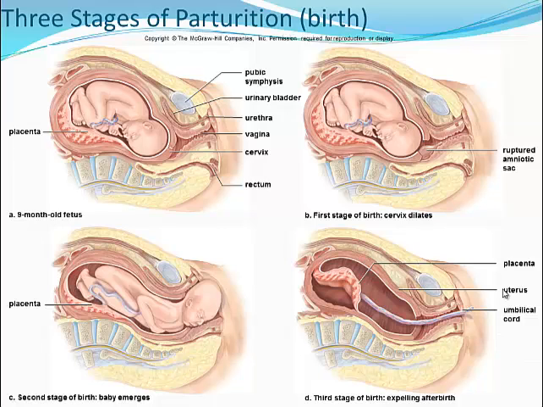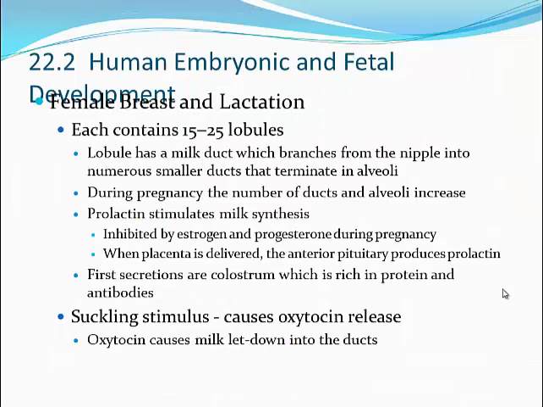Stage 3 of birth occurs when the afterbirth is delivered, usually within 15 minutes of delivery. The uterus contracts and shrinks, which dislodges the placenta.